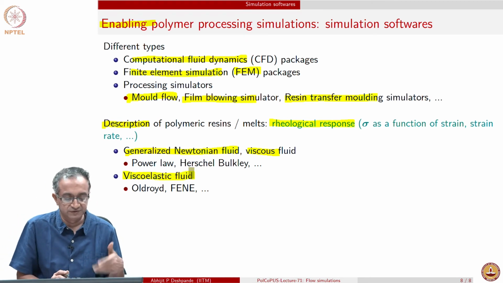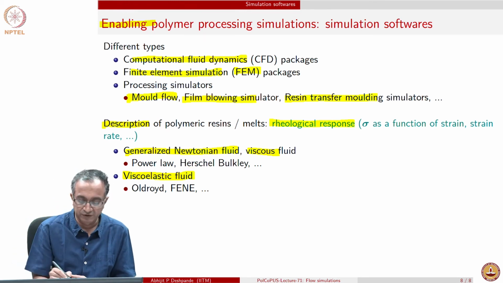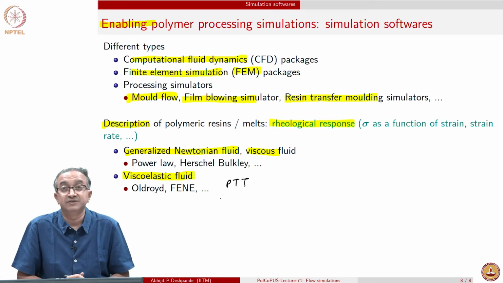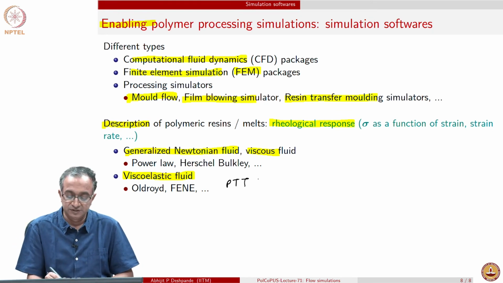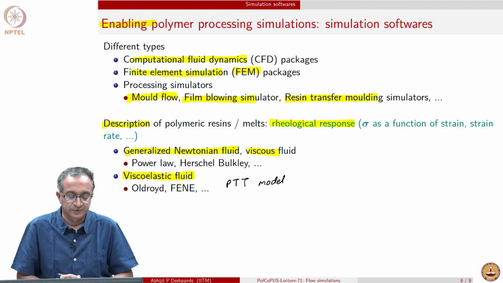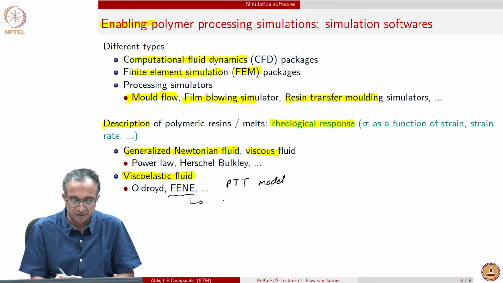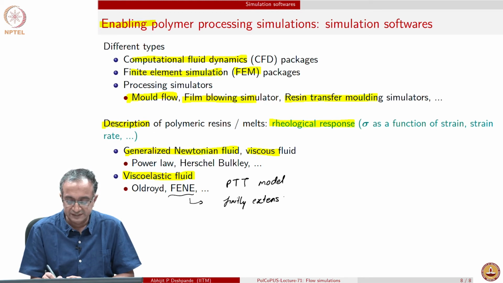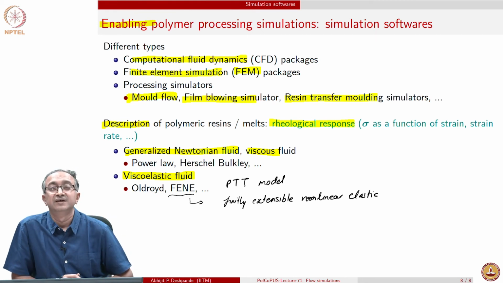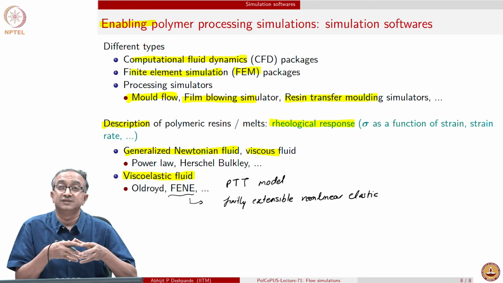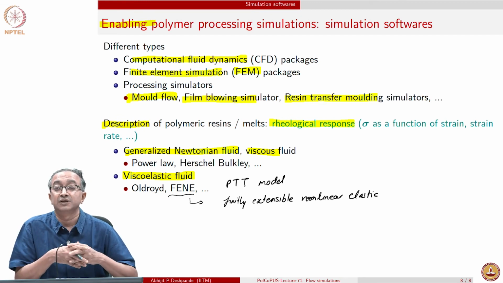Or you could also use a viscoelastic fluid, like Oldroyd or Phan-Thien Tanner. One of the common polymer models, and we will have a chance to discuss this later on, is called the Phan-Thien Tanner or PTT model. This is also used in polymer processing quite a bit. This is a model for a finitely extensible nonlinear elastic polymer. What this model does is based on molecular description.